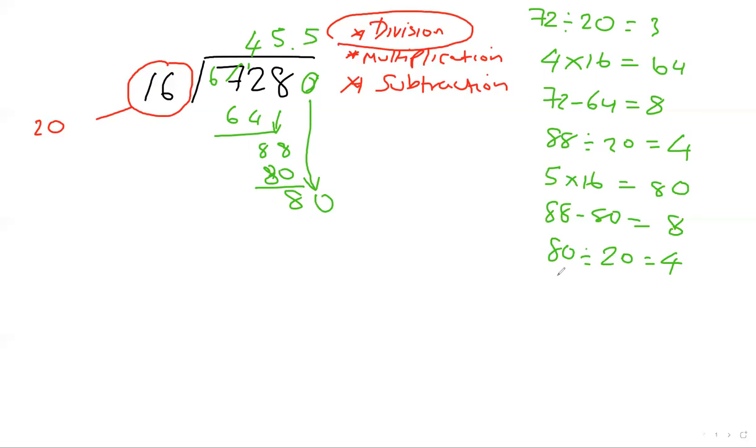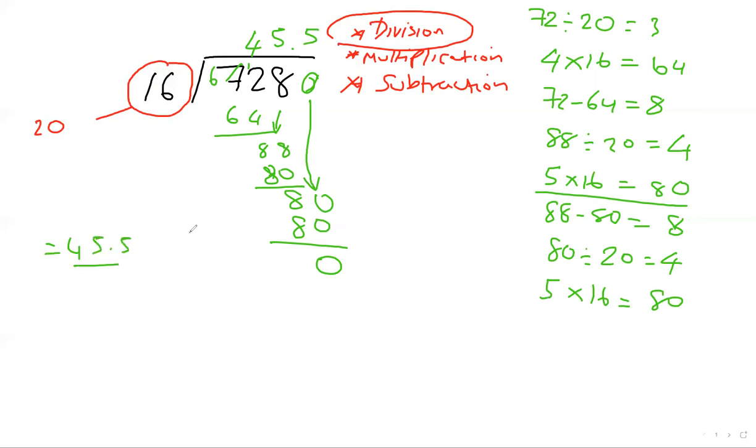So 5 times 16 now. Again, we've done that already, which is 80. And then that goes here. And 80 minus 80 obviously is going to be 0. So this ends your calculation. So the final answer will in fact be 45.5. Now to double check this, we're going to do this in a different color.